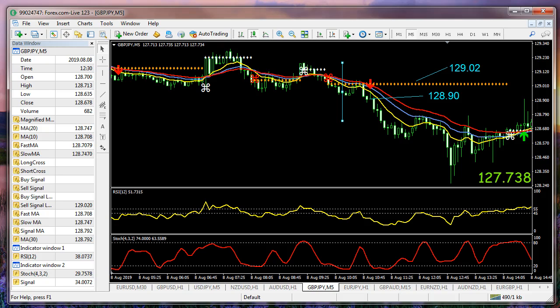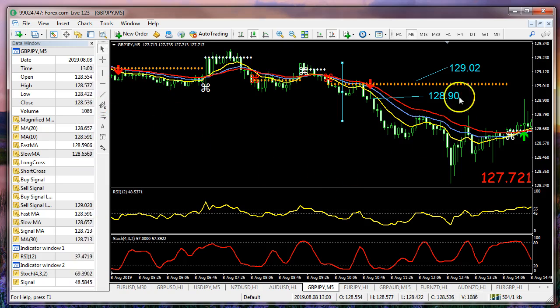We're going to take this pound yen 5-minute chart, and it was back on August 8th. We're going to just take a look at some of the indicator settings and then show you how you might enter a trade. Okay, so first of all, we have the data window over here, and obviously when we move across the candles, we can see these values change.